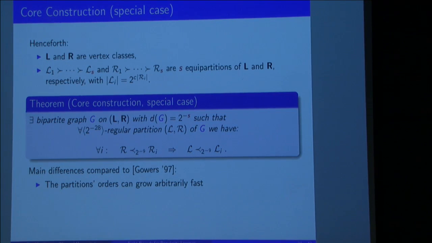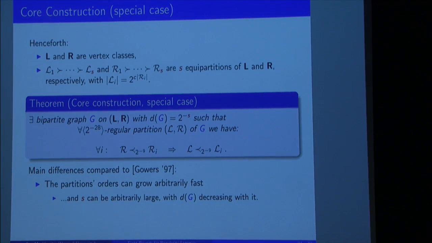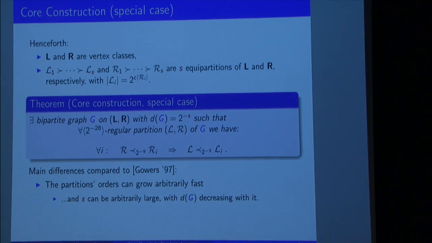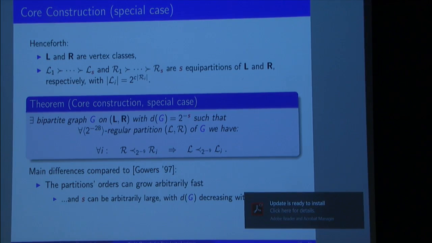So those are the main differences compared to Gowers' version. First, very importantly, the partitions' orders can go arbitrarily fast, as I said before. And also, for s, you can choose the number of partitions to be any number that you want. The trade-off is that the graph gets sparser and sparser.